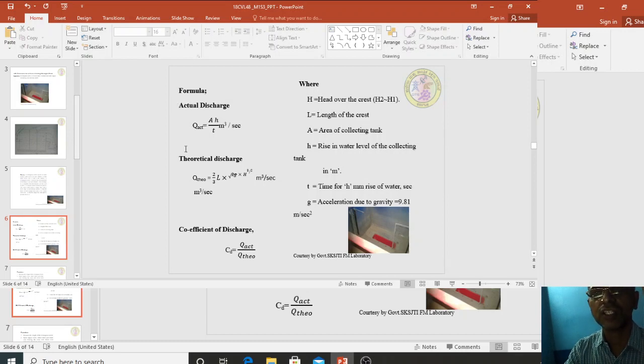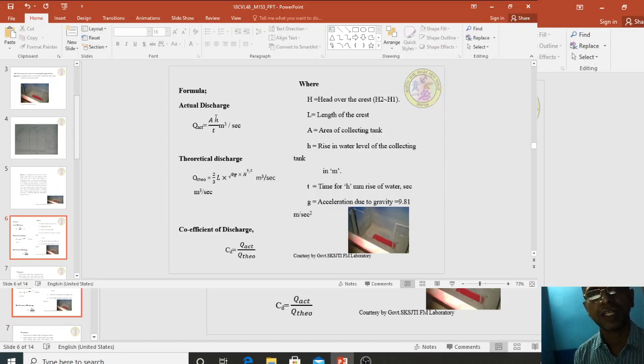So the actual discharge Q is equal to A into H divided by T, where A is the cross-sectional area of the tank in which water is collected, and H is the height of water stored in the time interval T seconds, which is given in meter cube per second, the discharge value.